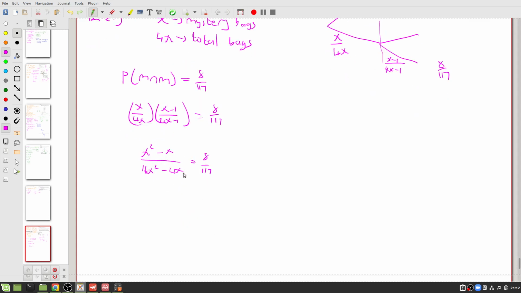Now why does cross multiplication work? It's not just some magic trick. We're just saying we multiply both sides by this denominator, which will get rid of it on this side, and it'll add it to the top there. Then we multiply both sides by this denominator to get rid of it, so it'll get rid of it here and multiply it on that side. So we're just doing that in one step. That's cross multiplication. So we're going to say 117.